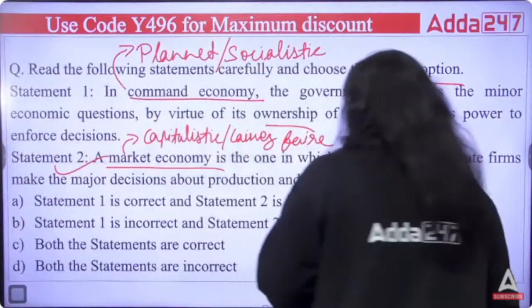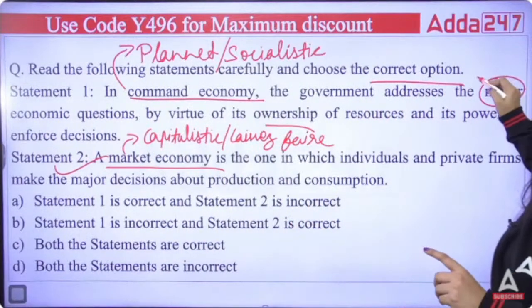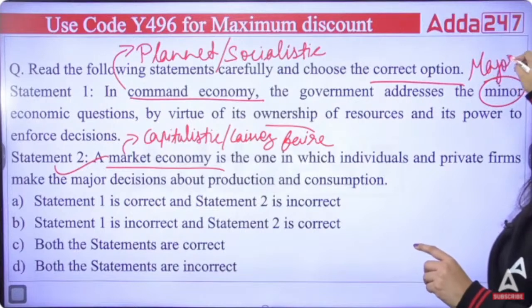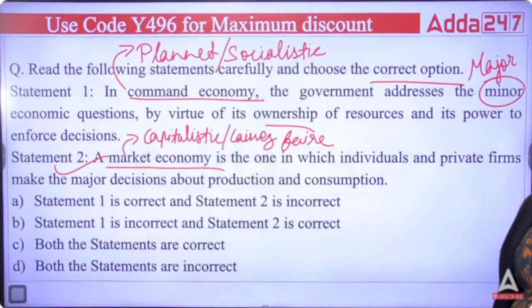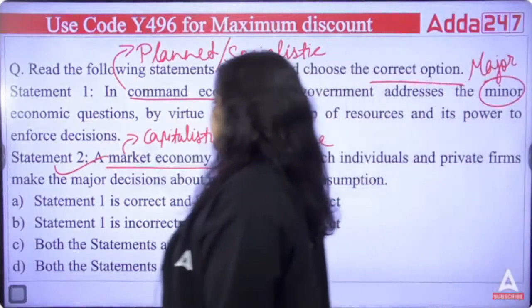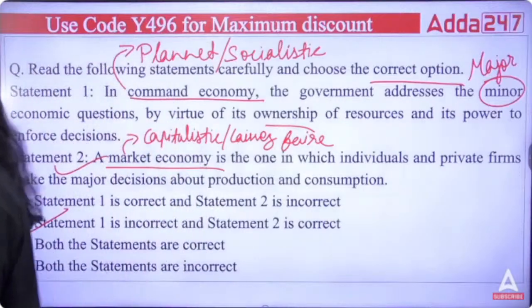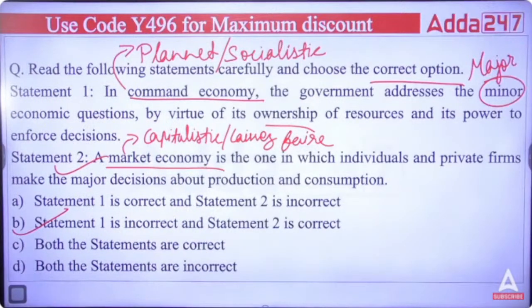So what is wrong in the first one? What is wrong is this: it should not be minor, it should be major. The government makes the major decisions here. So the right answer will be that the first is incorrect, but the second is correct. So the right answer will be B. The first is incorrect, but the second is correct.